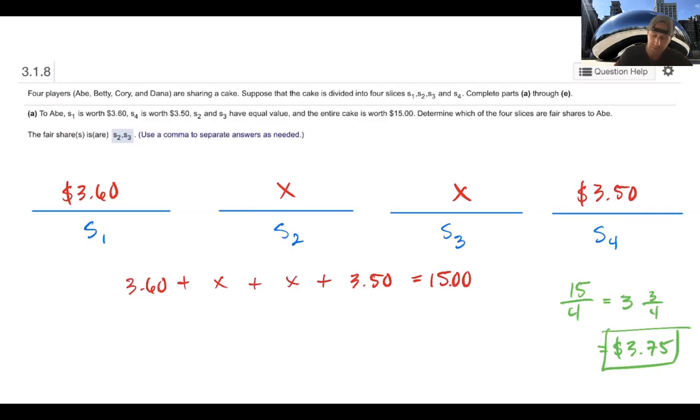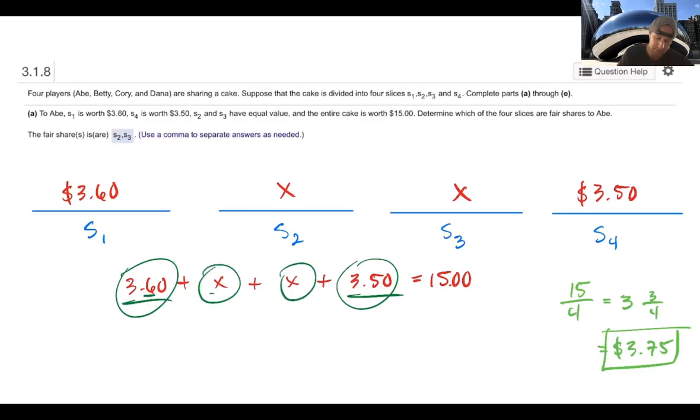All right. So what I need to do over here is take those values that I have that are alike and add them up. Since 360 is a little more than 350, and I know 350 plus 350 is $7, I know I have an extra 10 cents. So I'm going to take the 2 x's together and add them and say I have 2x plus $7.10, and that's still equal to my 15.